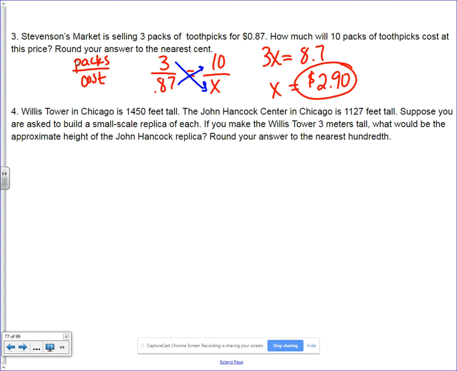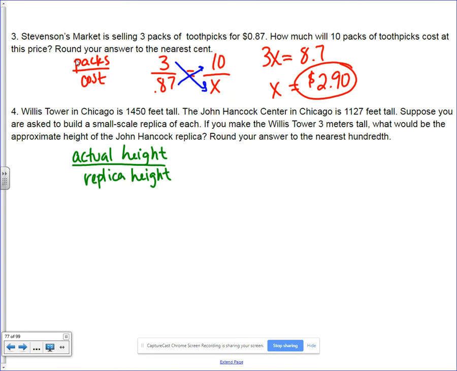All right, so it looks like we're talking about the actual height of each building, and we're talking about the replica height. Now, a replica is just like a small version of that. So for the Willis Tower, I have 1450 for the actual height. And it also tells me that the replica is 3 meters. So now for the Hancock Center, it is 1127 actual, but we don't know how tall that replica will be.